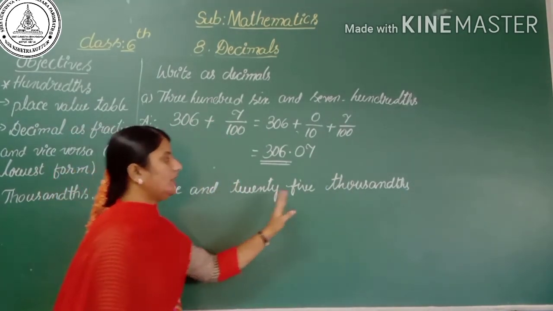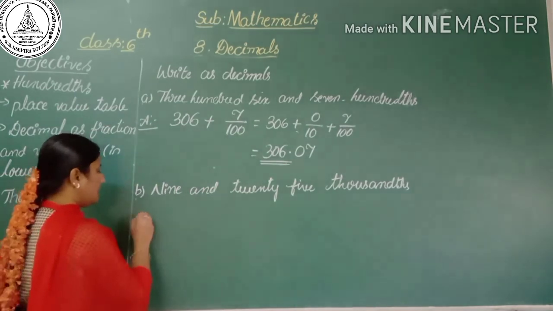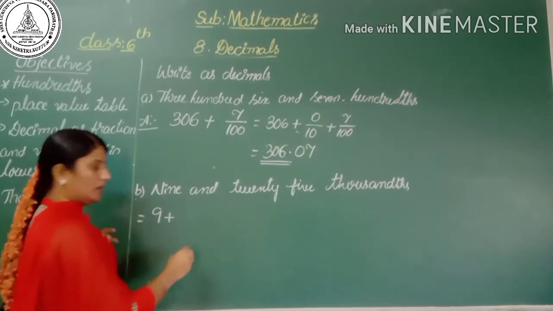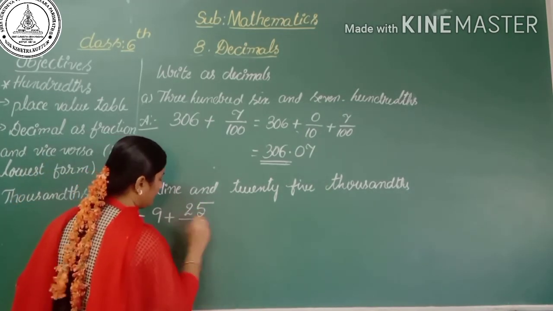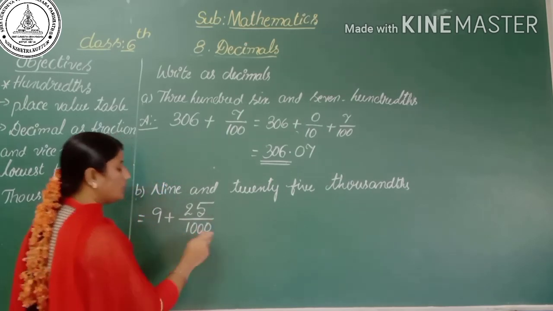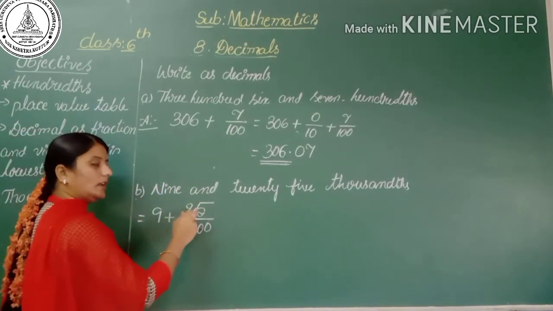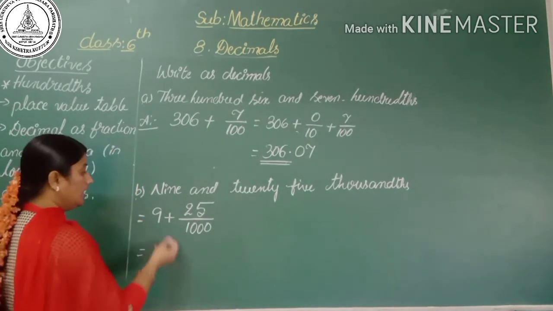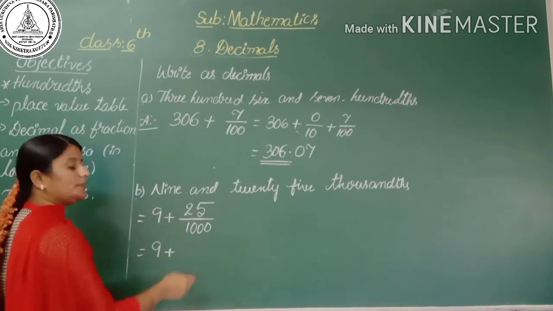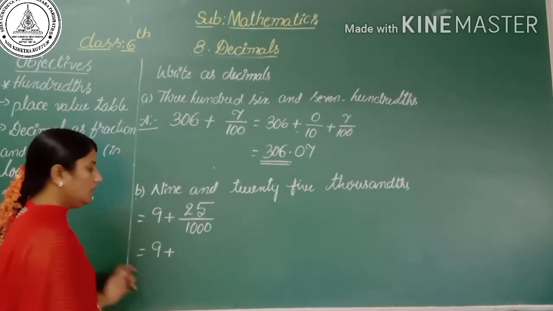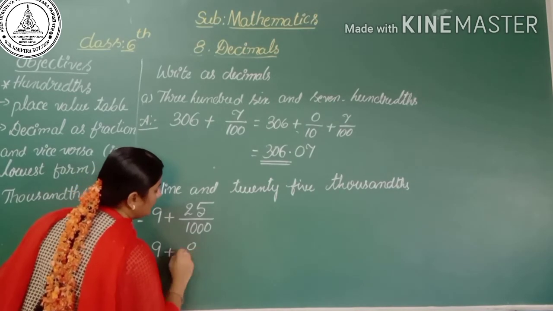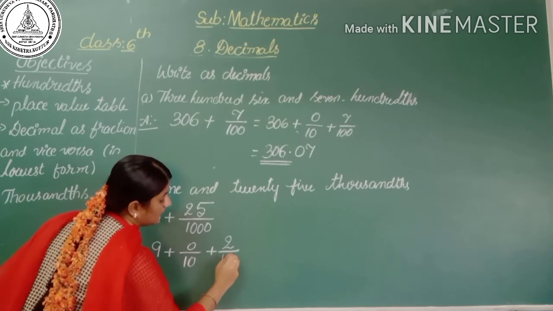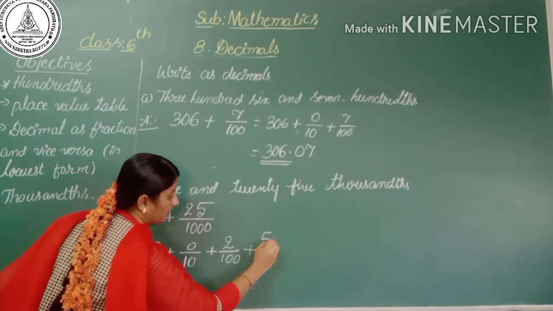Then the second one is 9 and 25 thousandths. You see, 9 is a whole number, write it as it is. Plus 25 thousandths. In the 1000 square boxes they shaded only 25 squares. So how can we write it? 9 plus, in the tenths place there is no number, so we can write it as 0 tenths plus 2 hundredths plus 5 thousandths.